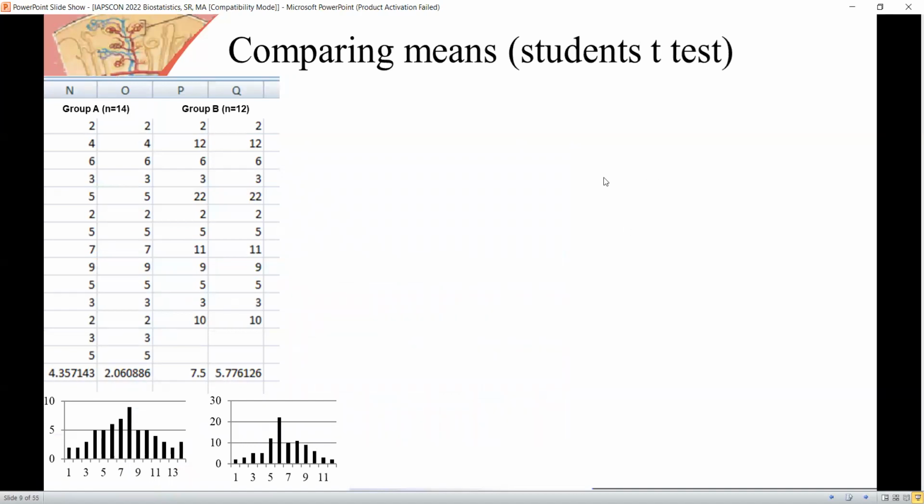Now, comparing of the means, that is a Student's t-test. We feel that our data is normally distributed, so we want to compare the means. You can enter the actual raw data and then compare it, which is the ideal way to do it. The other way is to find out the mean and standard deviation from the groups. For example, this is group A, with 14 samples, a mean of 4.3 and a standard deviation of 2. And this is group B, with 12 patients, a mean of 7.5 and a standard deviation of 5.7. I've already shown that this is a normal distribution.